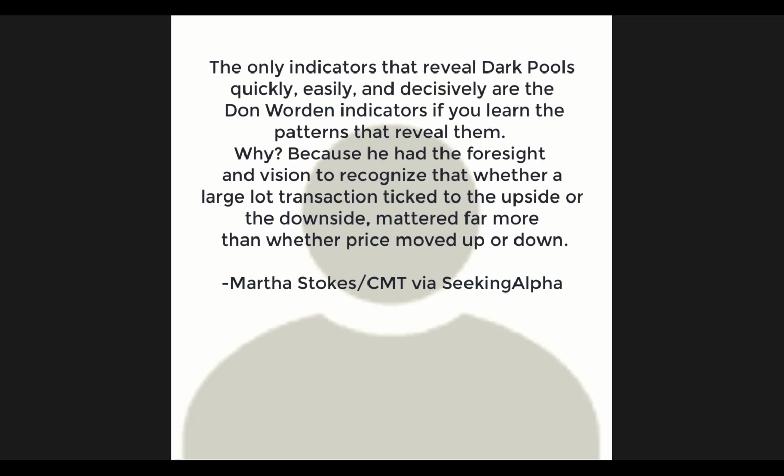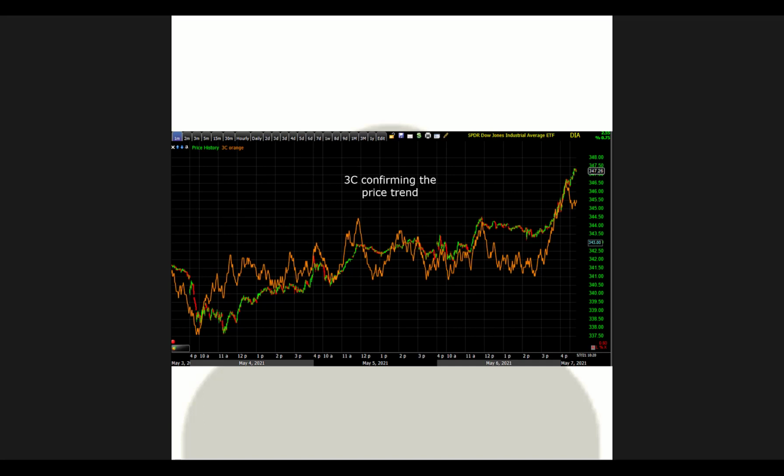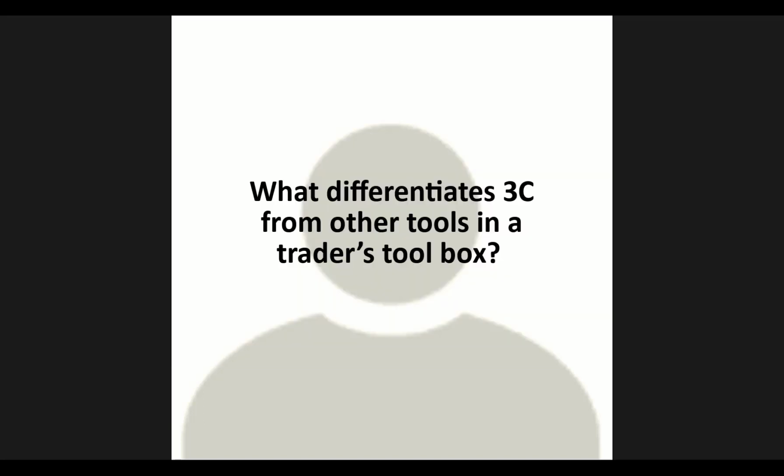There was an interesting article I saw on Seeking Alpha, where somebody was talking about Don Warden, who had just passed. A little quote: he had the foresight and vision to recognize that whether a large lot transaction ticked up to the upside or to the downside mattered far more than whether prices moved up or down. So that's the theory of these money flow indicators, that they have the power to contradict price. And with 3C, I removed a lot of that averaging, tried to keep the original TSV data as pure as possible, and created a cumulative line so it tracks with price rather than being bound in an oscillator.